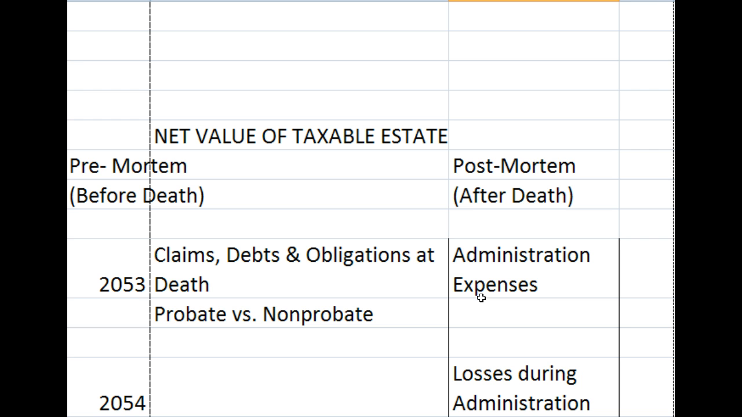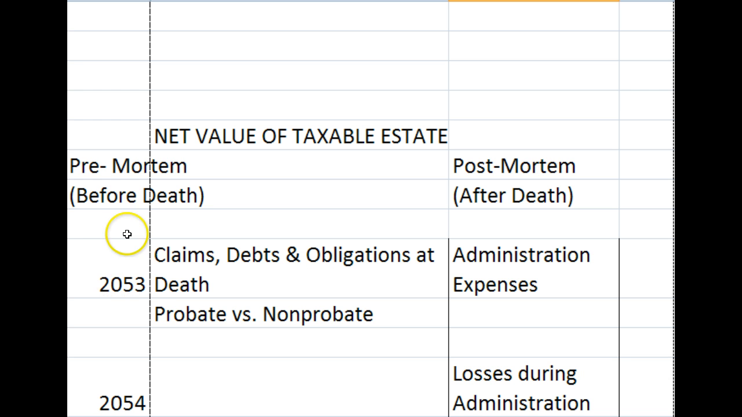In this illustration, we have the net value of the taxable estate, and it's reduced by what would otherwise be taxed. When we look at deductions, there are two baskets. The first basket is the pre-mortem deductions, and that's basically deductions before death. And another basket are post-mortem deductions, which are after-death deductions.